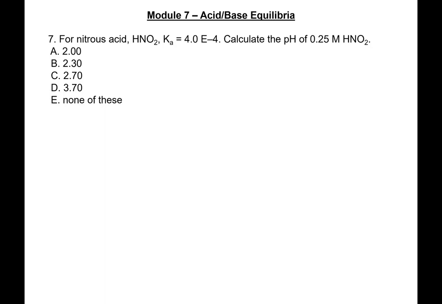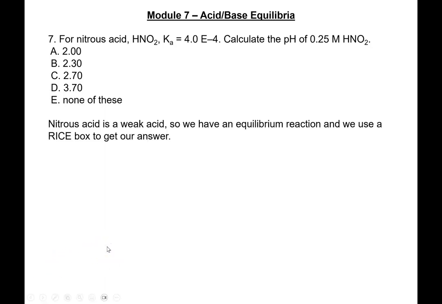Problem number 7, for nitrous acid, HNO2, they give us the Ka, and we are to calculate the pH of a 0.25 molar solution of HNO2, nitrous acid. All right, nitrous acid's a weak acid. And because it's a weak acid, we can set up an equilibrium reaction, and then we can use a rice box approach to get our answer.